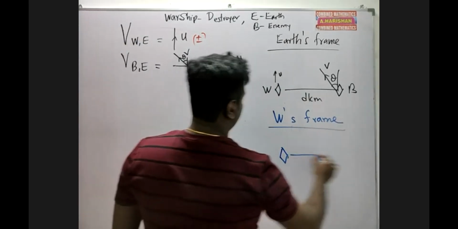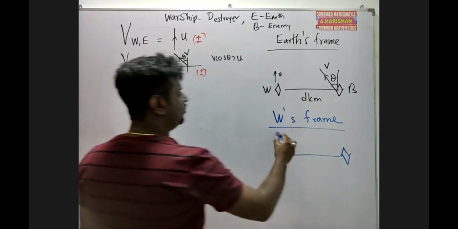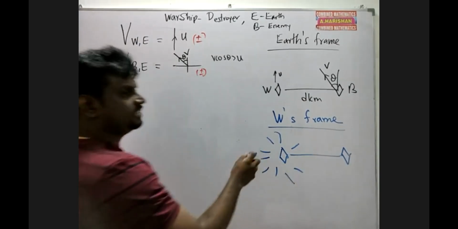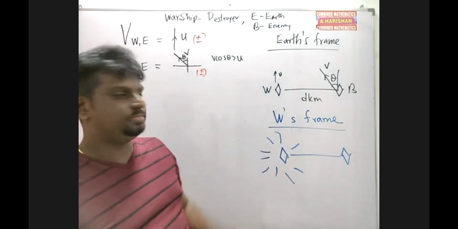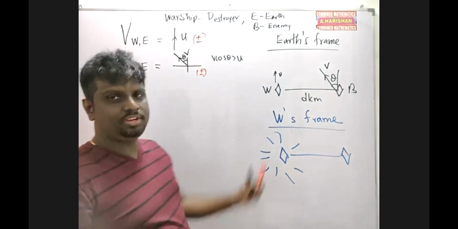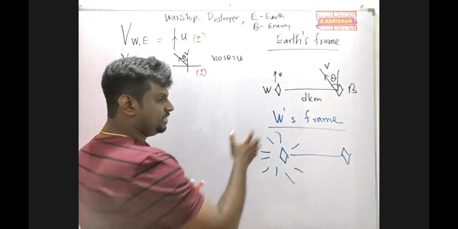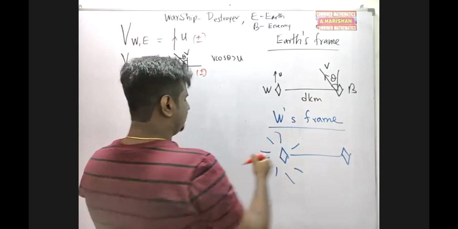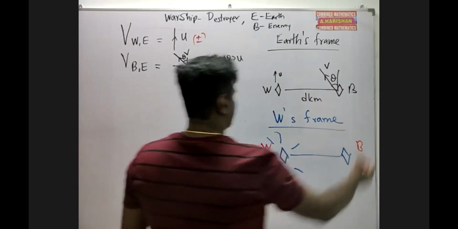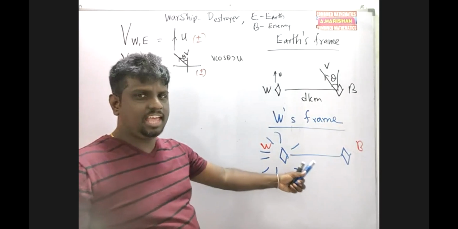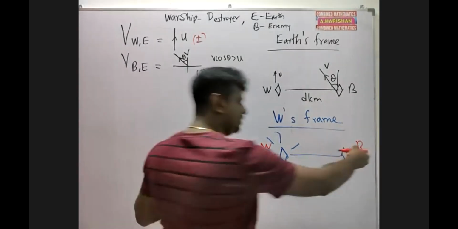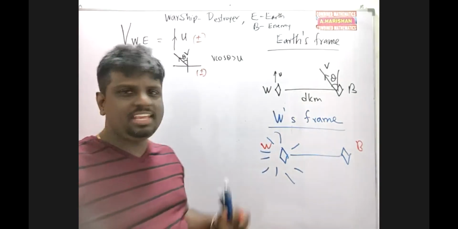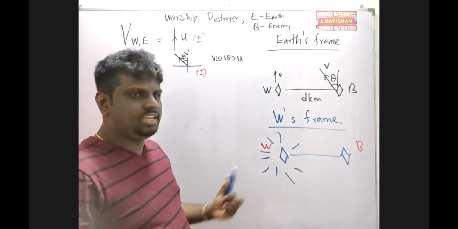So in that case, what happens? If you want to stop anyone, you can draw like this. If you are stopping, this means this person or this particle is stopped, so it can't move. This is W's frame. This is the W, this is the B. If the person B has to meet the W, then he has to come in this direction. But in this question, they didn't say anything about meeting.